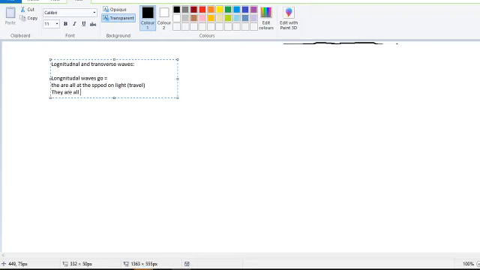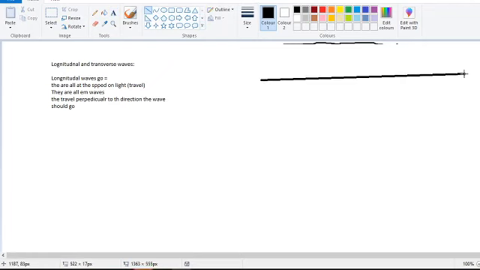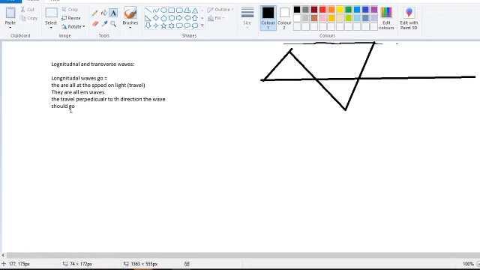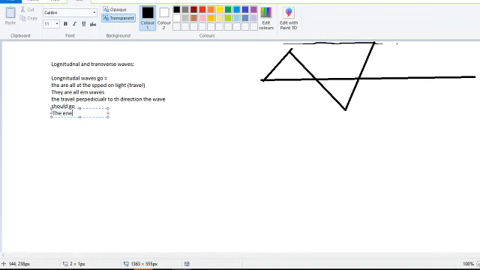They are all EM waves. So every EM wave is a transverse wave. They travel perpendicular to the direction the wave should go. The energy travels perpendicular, but the wave should obviously go this way. But in this case, the energy goes up this way and then comes back down and then goes up. So that would be considered as the energy moving at right angles. There you go.